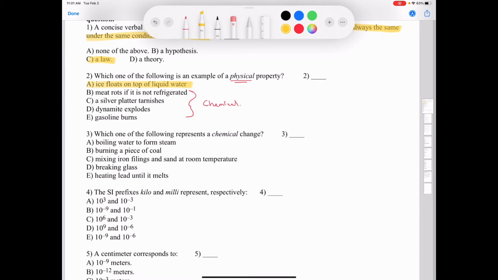So ice is less dense than water. It floats on top. The ice is not being changed into anything else. It's still water molecules. So that represents a physical property.